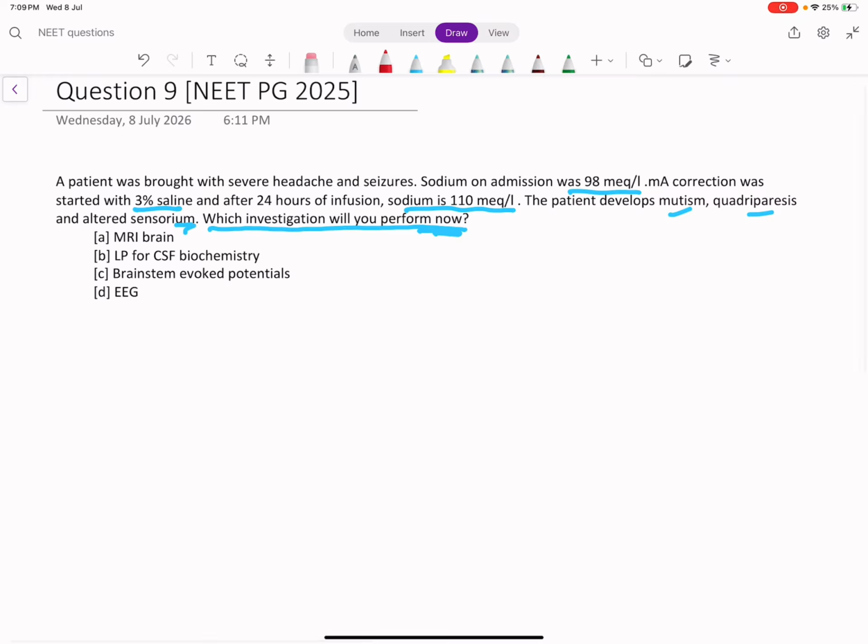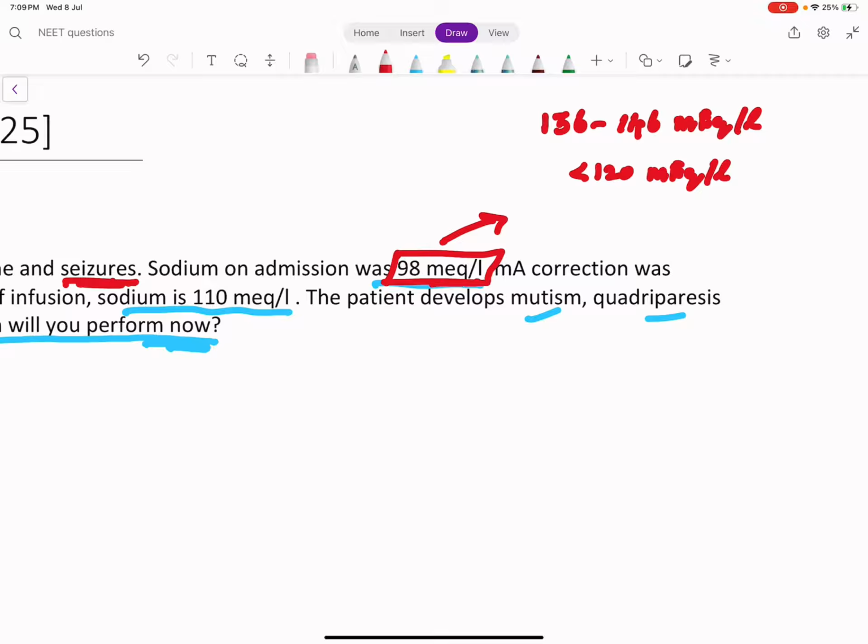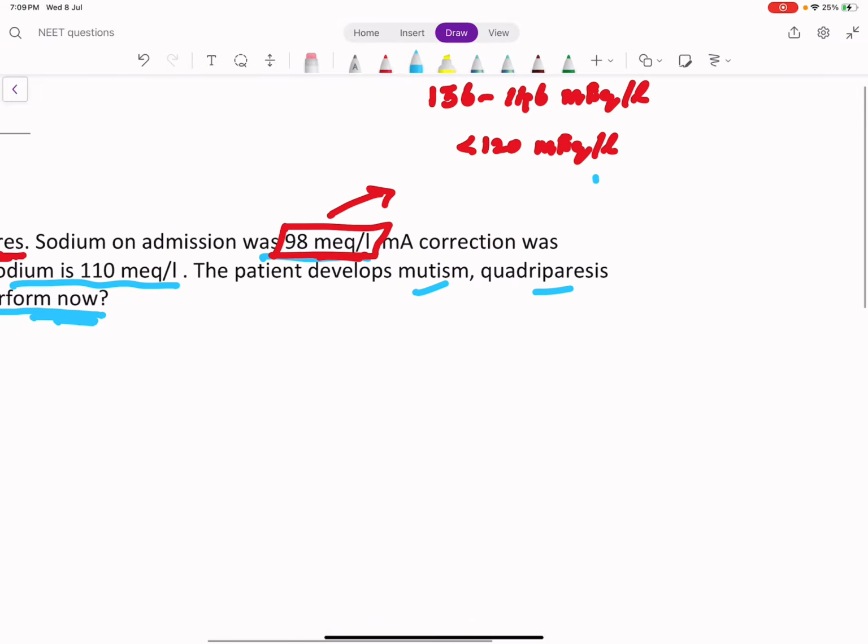So we'll read from the first line. Patient had come with headache and seizures. So something is causing seizures. The sodium on admission was 98 milliequivalents per liter. Time and again, sodium is very important in NEET. The normal sodium is 136 to 146 milliequivalents per liter. When it is less than 120 milliequivalents per liter, we call it severe hyponatremia. This case is only 98 milliequivalents per liter, so it is a severe hyponatremia. Remember, for severe hyponatremia, we have to give 3% saline.